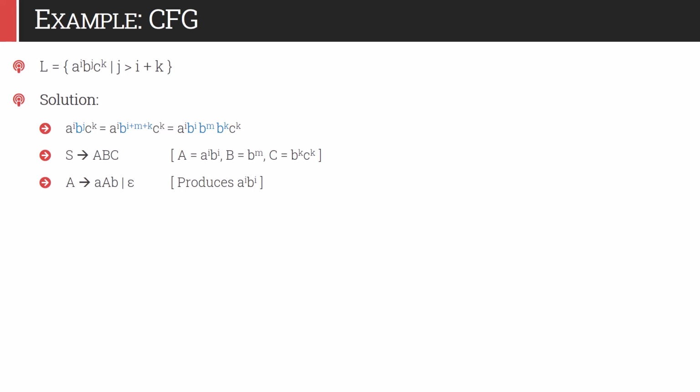So capital A gives a, capital A, b, or epsilon. Using B, we can generate m number of b's, and using C, we will generate b power k, c power k. So this is the final language, or the grammar.